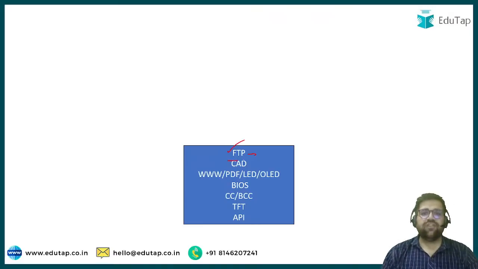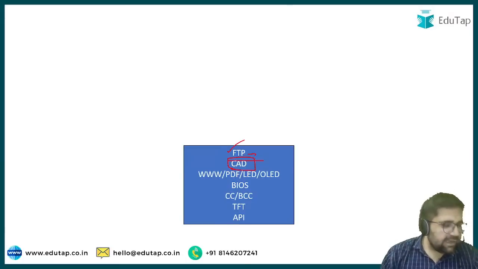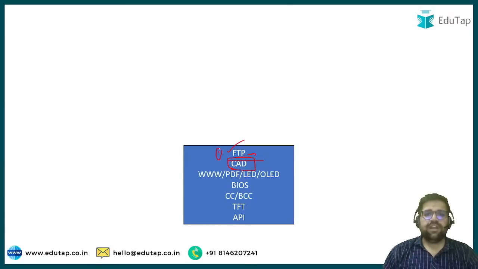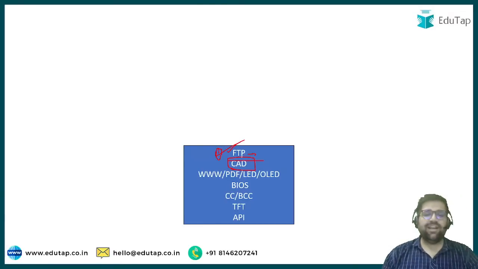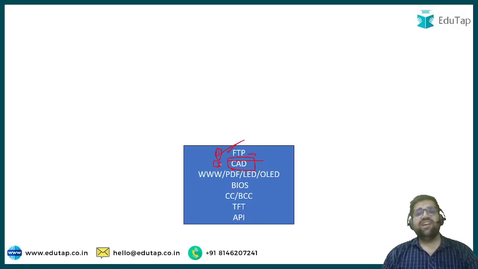FTP is file transfer protocol. CAD. What is CAD? It is not your current account deficit. What is the CAD full form? Okay, this is one of the easiest things. Now tell me, what is CAD? Is it current account deficit? The answer is no. It is computer aided design. You use it somewhere in your joystick.